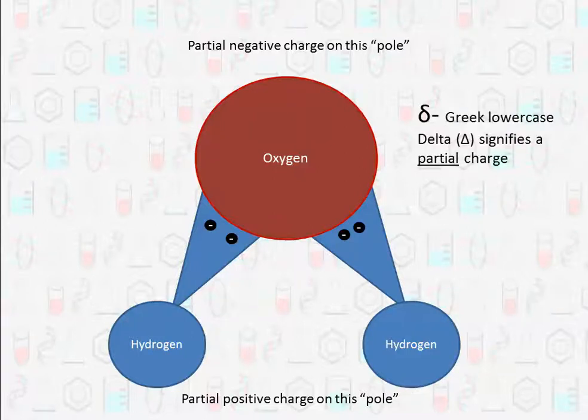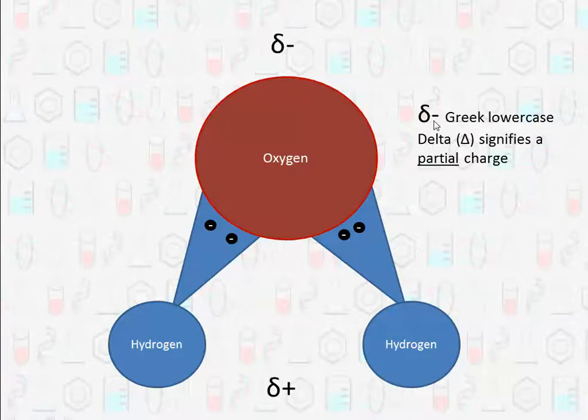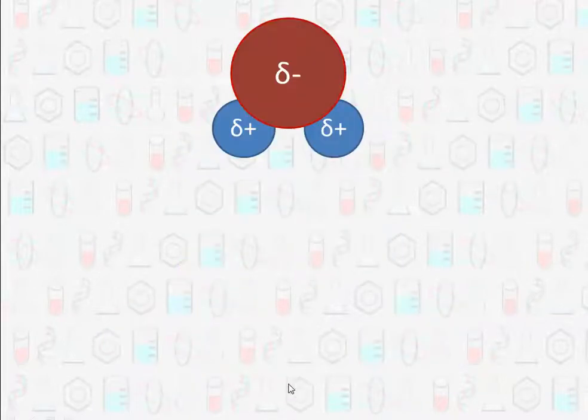charge. So we use this symbol, which is the Greek lowercase delta. That's an uppercase delta. The lowercase delta looks like this to signify a partial charge. There's not enough going on here to give oxygen a full charge or hydrogen a full positive charge. So we just call it a partial charge. And you can look at it this way too, with the lowercase delta. So this has a partial negative charge on the oxygen side, and the hydrogen side has a partial positive charge. So that's kind of what this looks like.